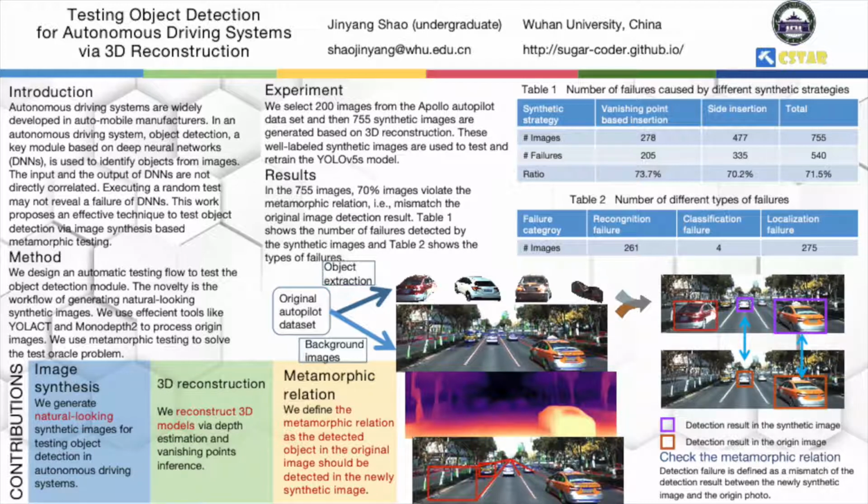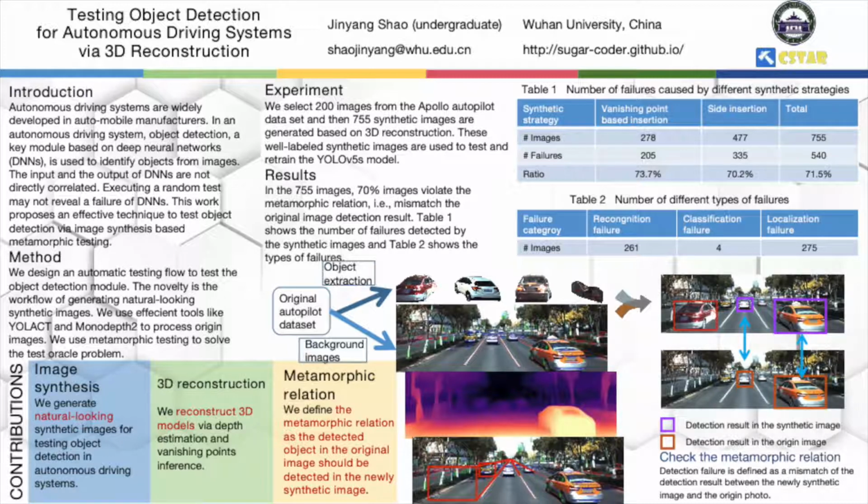Most effective object detection tools are developed based on deep neural networks, but the input and output of deep neural networks are not directly correlated. This makes testing DNNs or DNN-based object detection difficult. Our motivation is that we want to propose a technique that can efficiently test the object detection system and provide guidance for the system to improve the detection accuracy.